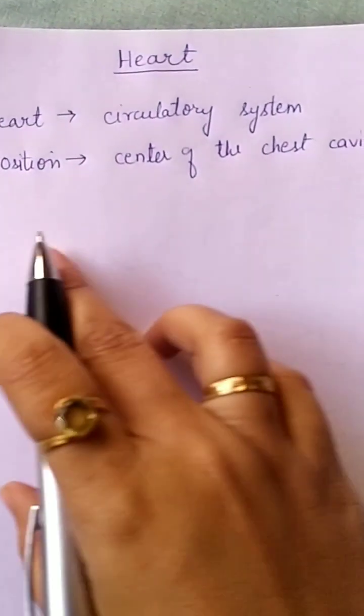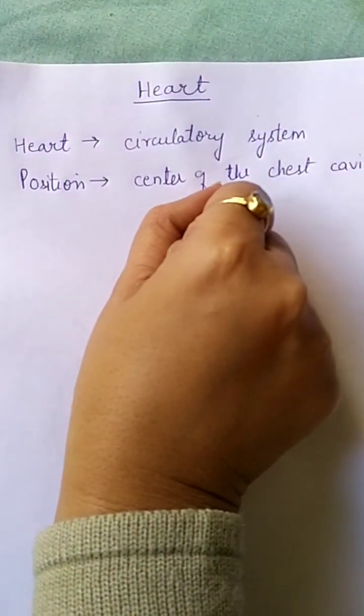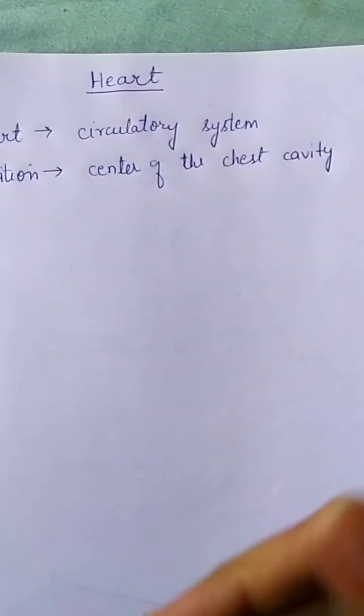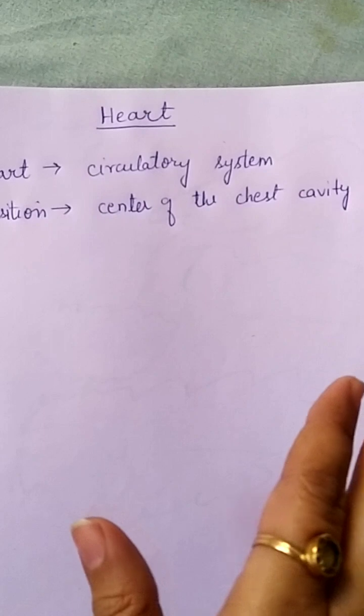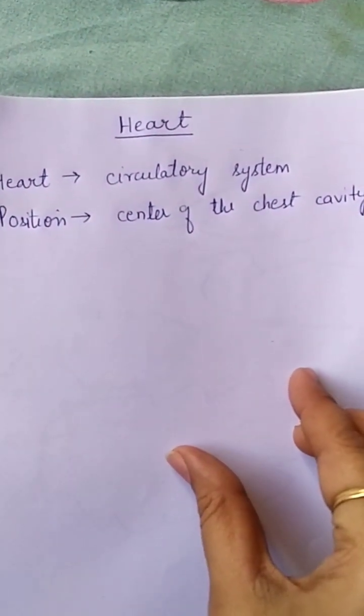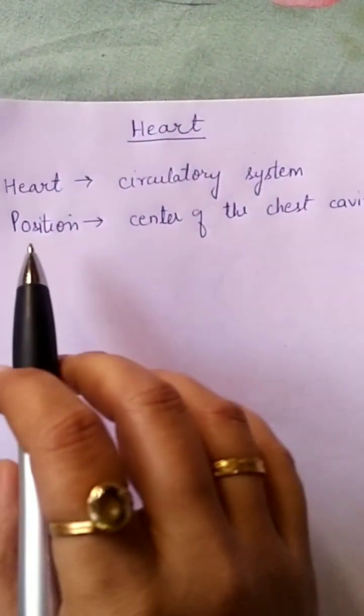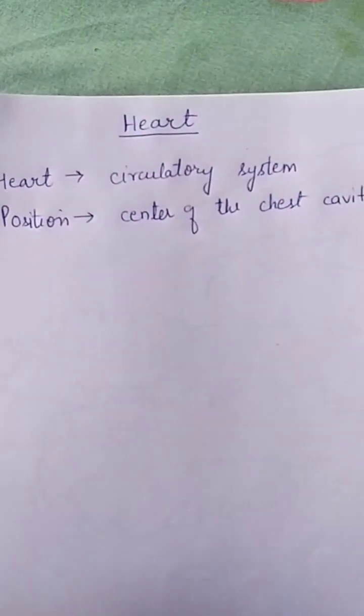Okay, so this is the position of the heart. It is present at the center but tilted towards the left. Generally we say that the heart is on our left side. It is not true. The lower part of the heart is slightly tilted towards the left side.